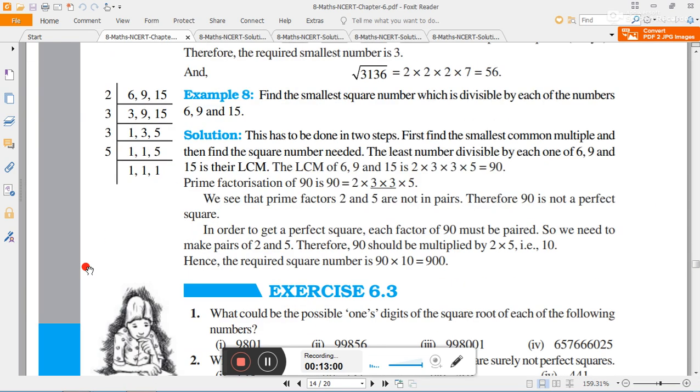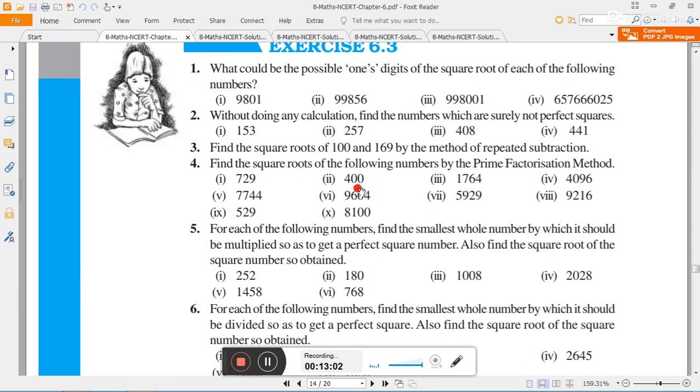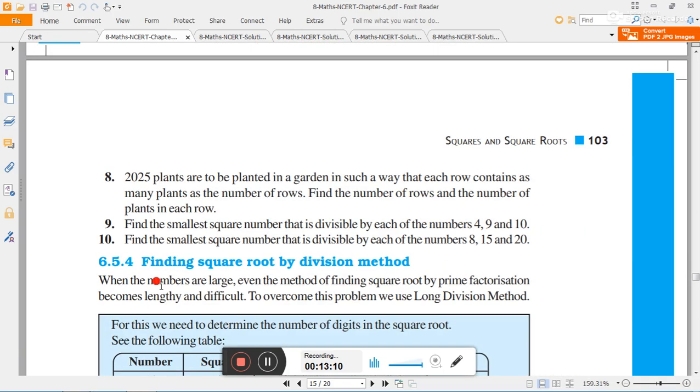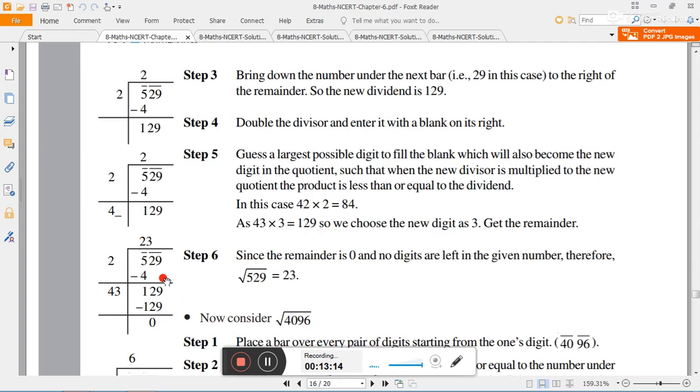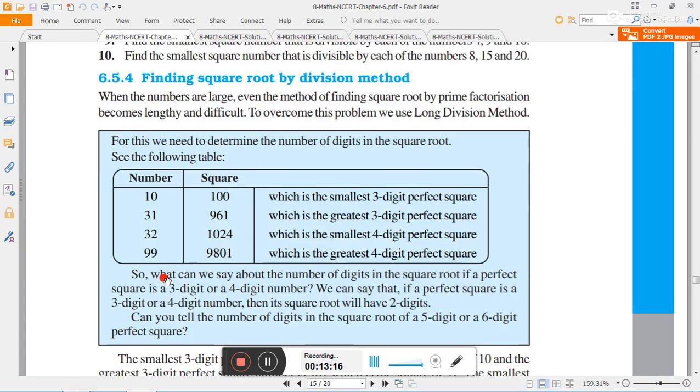Again, here 6.3 is given. In this also, some questions are given based on the previously solved examples. Try all these questions. One more concept is left over here, finding the square root by the division method. This one we will see in the next video.